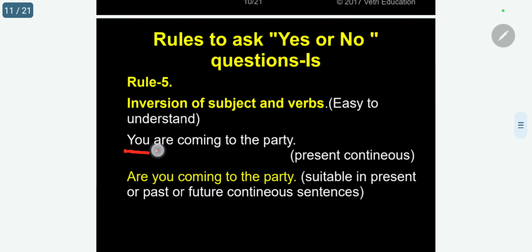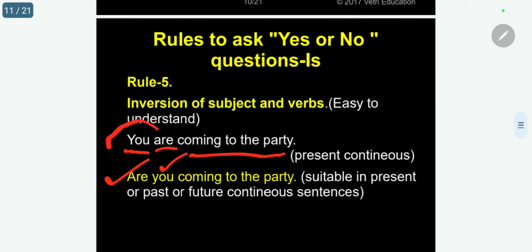Here are the corresponding auxiliary verbs. So when I am changing here, kindly follow, I am just putting it in front. Are you, the remaining I am keeping. Are you coming to the party?